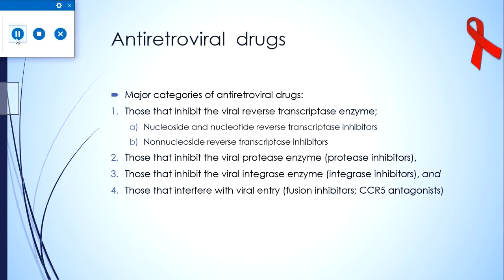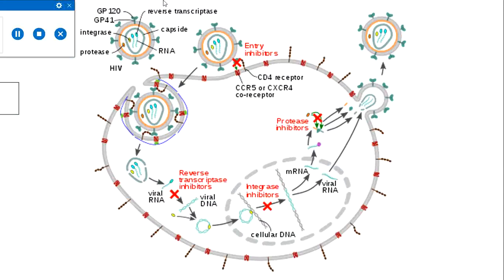This is a surface marker which acts as a co-receptor for entry of the virus into the target cell. If we inhibit this cell surface receptor, then the virus entry into the target cell is inhibited. These are the various points at which we can check the viral infection. This is entry inhibitors. This is the reverse transcriptase inhibitors. This is the integrase inhibitors, and these are the protease inhibitors after translation.